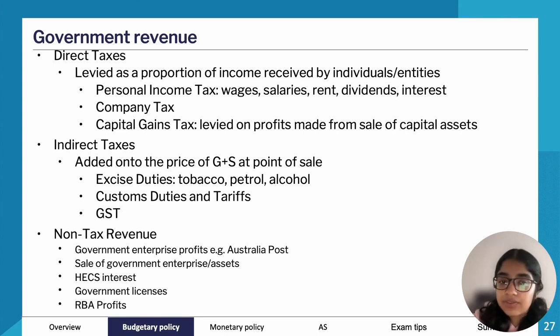There's also non-tax revenue that makes up receipts. So, for example, if the government makes a profit, let's say Australia Post makes a profit, that's non-tax revenue going to the government. If the government decides to sell its assets, let's say it decides to sell the Parliament House, that's non-tax revenue. HECS interest rates, so all the students paying their loans who have to pay interest on top of it, extra money for the government, and so on.